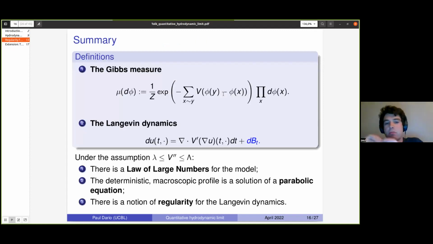Okay, a quick summary: we define our Gibbs measure. We can study the Gibbs measure or the Langevin dynamics. Under the assumption that the second derivative is bounded from above and below, we know that there is a law of large numbers for this model. More than that, we know that the deterministic macroscopic profile is a solution of a parabolic equation. And then we obtain a notion of regularity for Langevin dynamics from that.